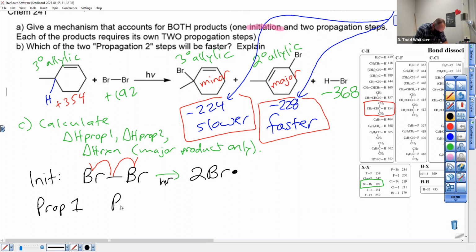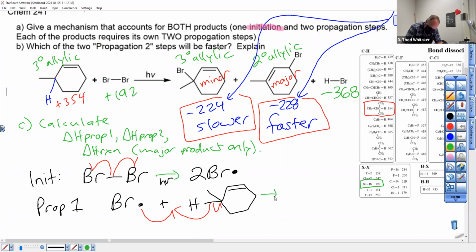You got to take the Br radical you made and grab the H. Which H? The one on the tertiary allylic position over there. And they're going to hook up. This is what we call a hookup mechanism right here. It's not that kind of hookup, ladies and gentlemen. HBr is made. And your famous carbon radical that's tertiary allylic, a very nice carbon radical by the way. And can we do prop 2 immediately for the minor product since we're here?